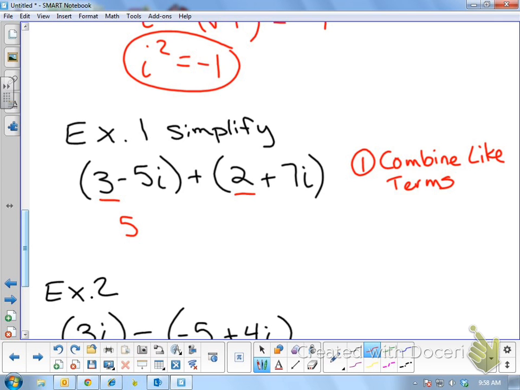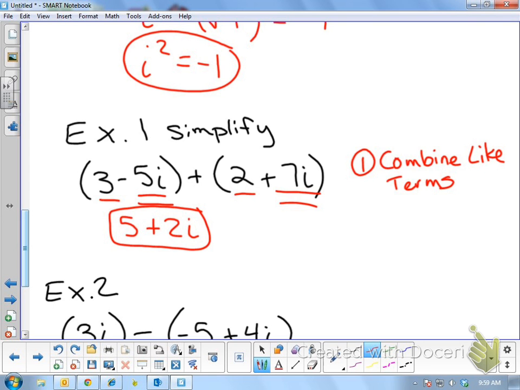Then we combine negative 5i and 7i. So negative 5i plus 7i, positive 2i. So plus 2i. And we are done with that problem.